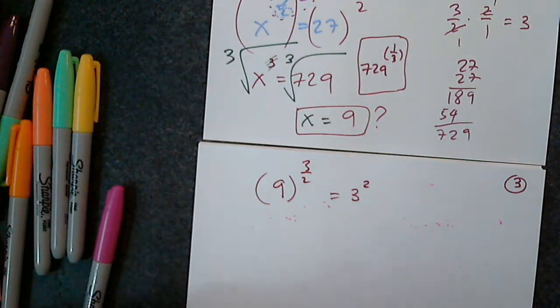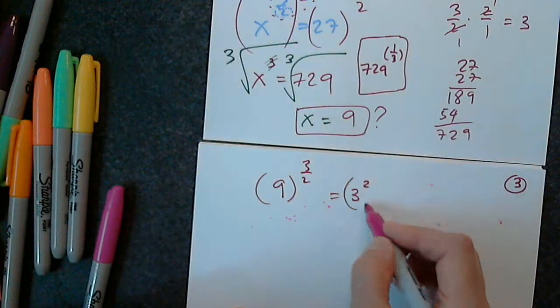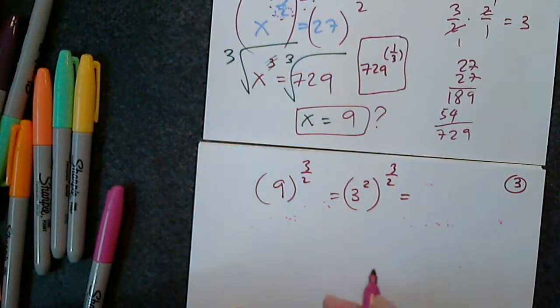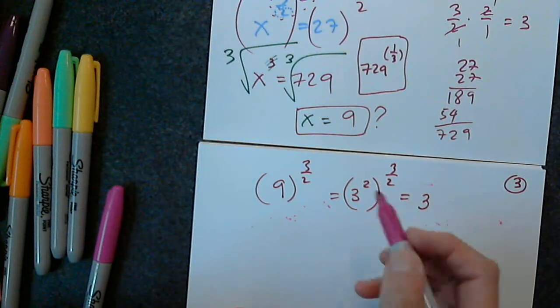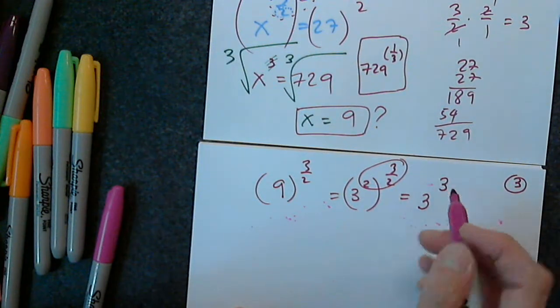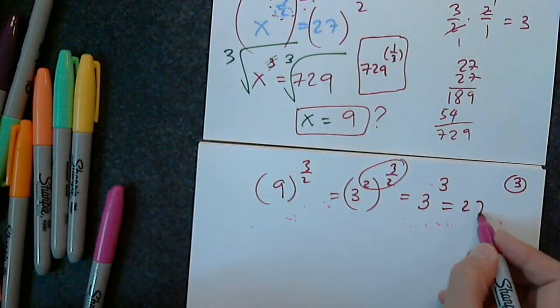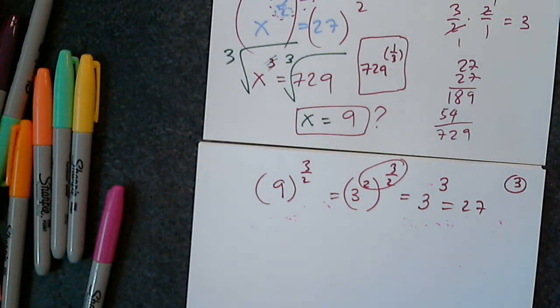9 is 3 raised to the second power. Everything raised to the 3/2. Copy the base, multiply the exponents, and you get 3 cubed. And that's how we got the 27 on the other side. So I highly recommend whenever you're given an equation with fractional exponents, always eliminate the denominator first and then eliminate the numerator.